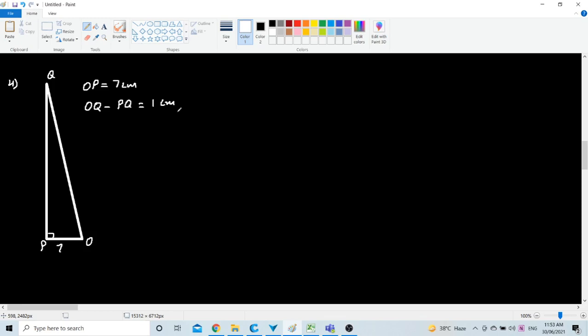Okay? Now what we have to do is find out the value of sine Q and cos Q. Again, we have the same kind of question where we have to rotate it. Alright, let's go ahead.